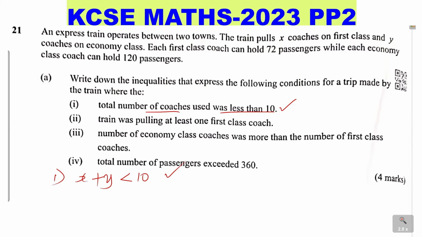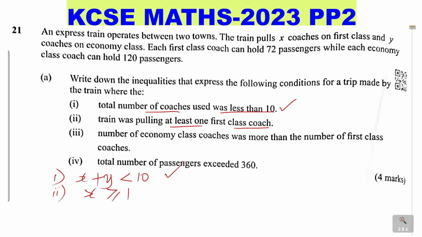The second one, Roman 2, train was pulling at least one first class coach. So remember, the number of coaches for the first class is represented by X. So that one should be at least one. At least one means greater than or equal to 1. So therefore, the train was pulling at least one first class coach. We are going to write that one using this inequality. X should be greater than or equal to 1. That is the meaning of at least 1, greater than or equal to 1.